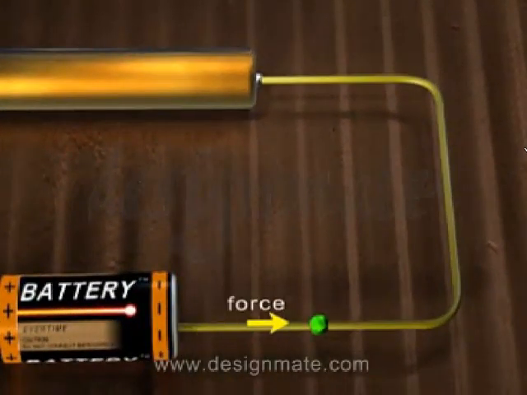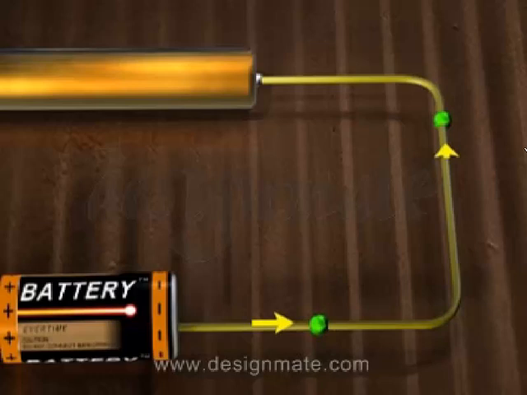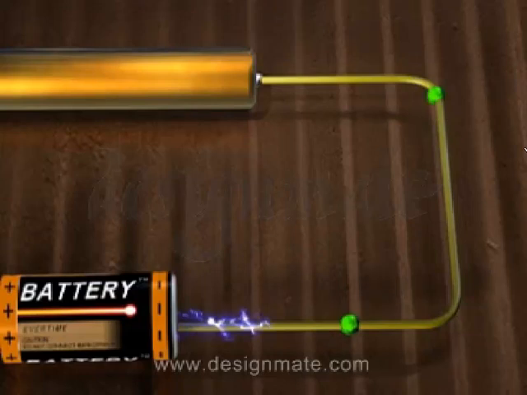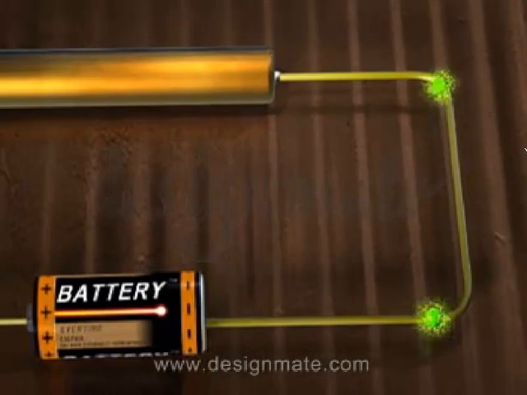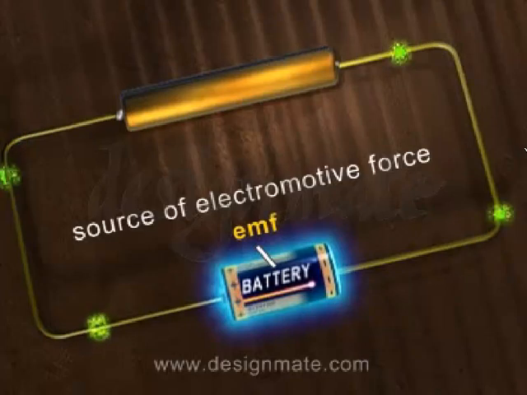Some force has to act on the particle to enable it to perform motion, or in other words, energy has to be supplied to the charged particle. The device which does the above job is called the source of electromotive force, that is EMF.